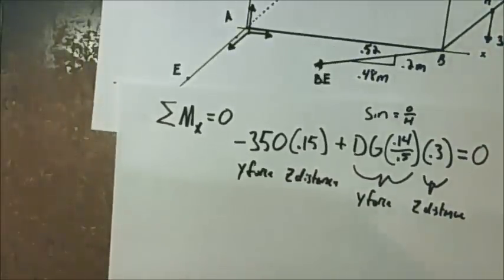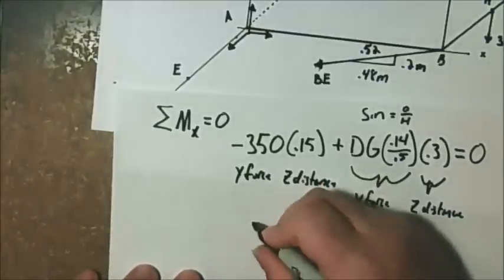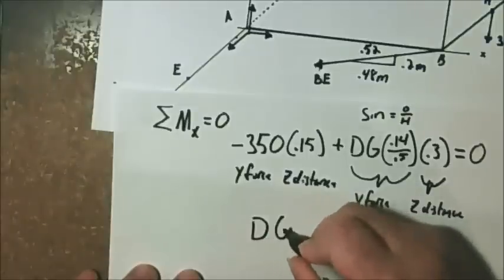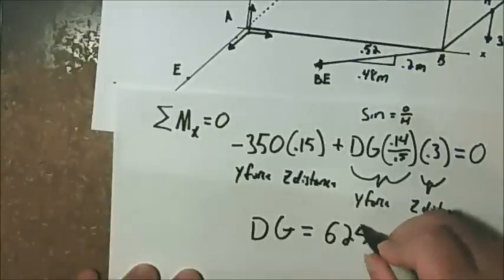Okay, so if we take care of this real quick, you can go through and find this unknown. So now we know that the tension of cable DG is 625 newtons.